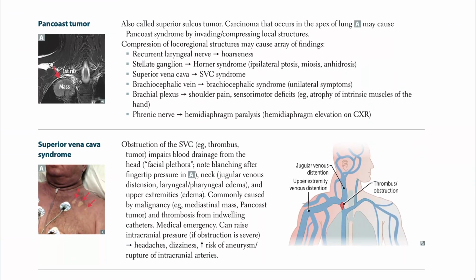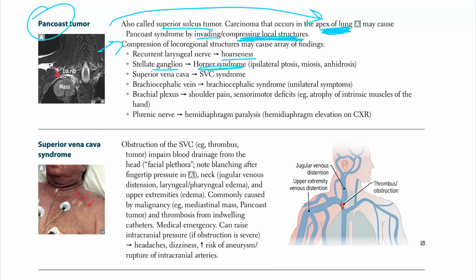Moving on with the Pancoast tumor, also known as superior sulcus tumor, a carcinoma that occurs in the apex of the lung and may cause Pancoast tumor by invading and compressing local structures. So what is Pancoast tumor? Well, it is simply a tumor at the apex of the lung which causes the compression of local structures. It'll be known as Pancoast tumor. Now, compression of what structures are we looking at? The compression of local regional structures may cause findings. For example, recurrent laryngeal nerve causes hoarseness, stellate ganglion causes Horner syndrome, which is ipsilateral ptosis, miosis, and anhidrosis.